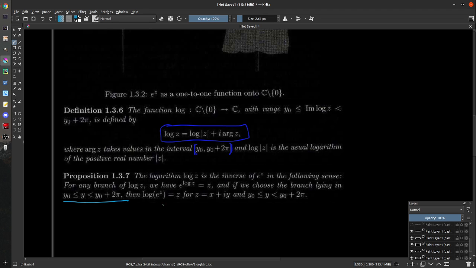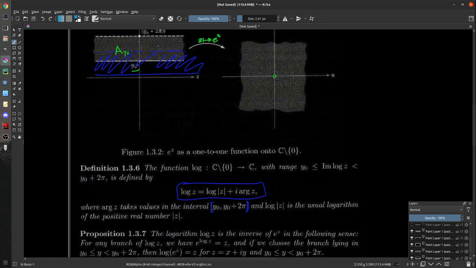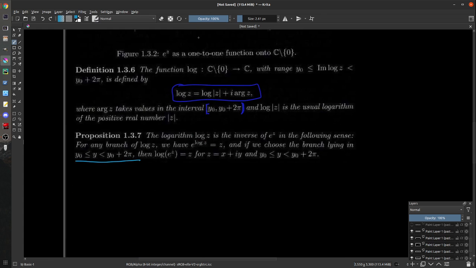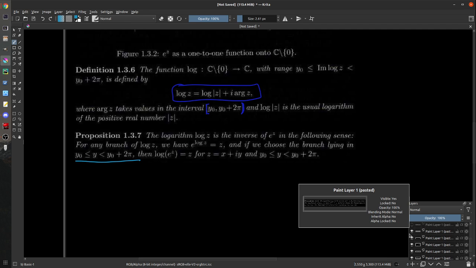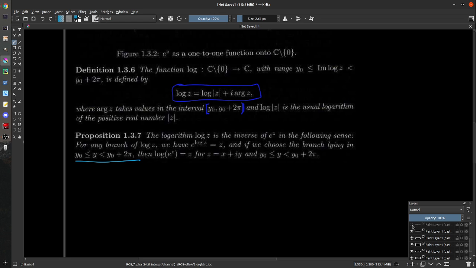And then whenever e to the z is taking inputs that are in the right place, that is, sitting in the corresponding strip, then the corresponding branch of the natural logarithm satisfies the property that log composed with e of z is z. Does that make some sense? It works the way we want it to on an appropriate restriction for each choice of a branch.